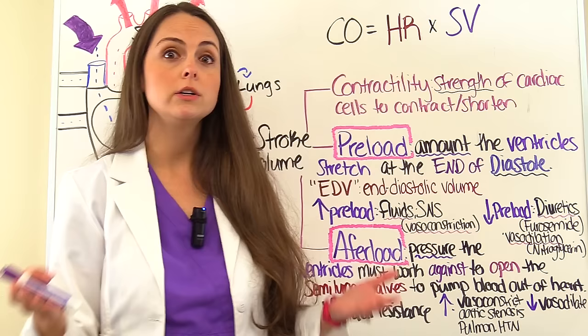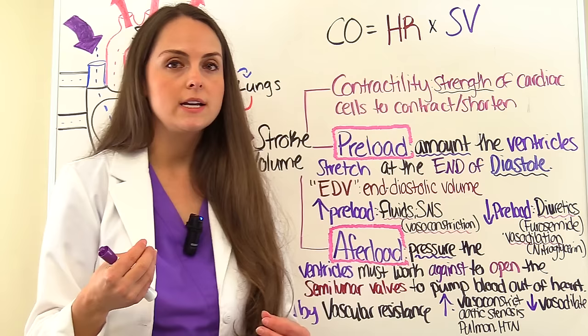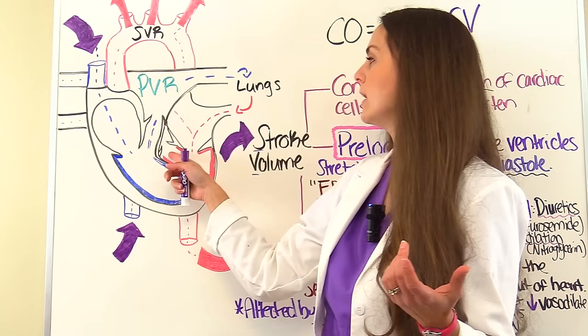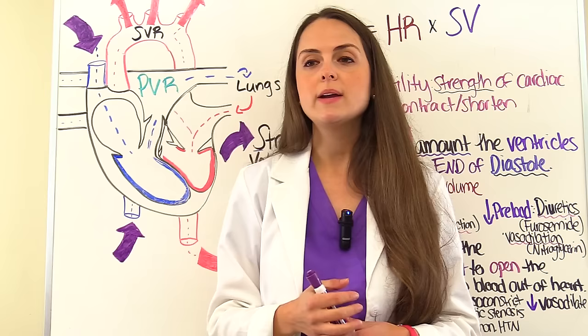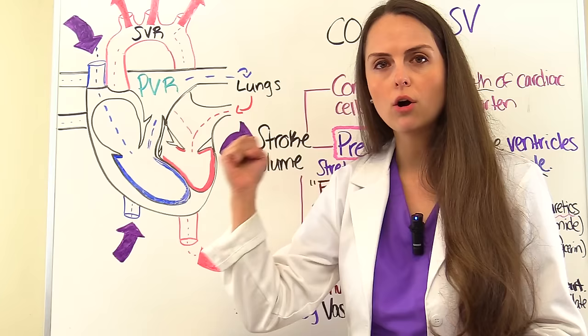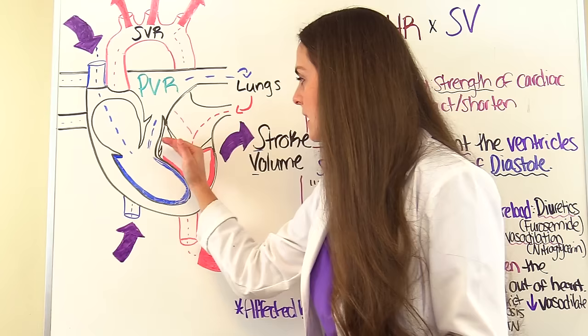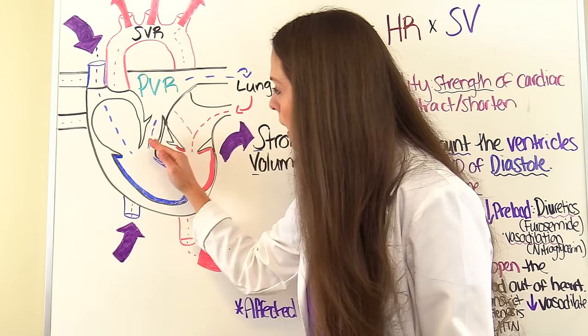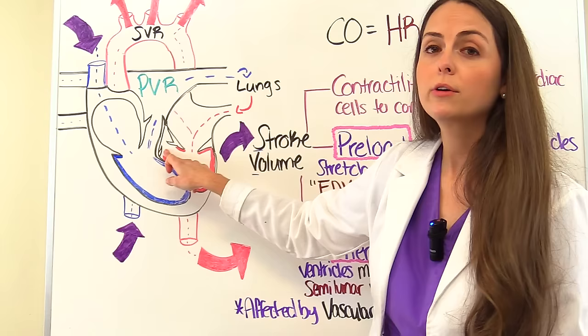Now, another thing that can increase afterload is a valve problem. So let's say we have our aortic valve and it's narrowed. We have aortic stenosis, narrowing of a valve. So we have obstruction of outflow of the blood that's leaving that left ventricle. This left ventricle is having to work really hard to even get blood through this aortic valve because it's narrowed. So that's going to increase the pressure that this left ventricle has to overcome, due to that narrowing of the aortic valve, to get blood throughout the body. So aortic stenosis can increase our afterload.